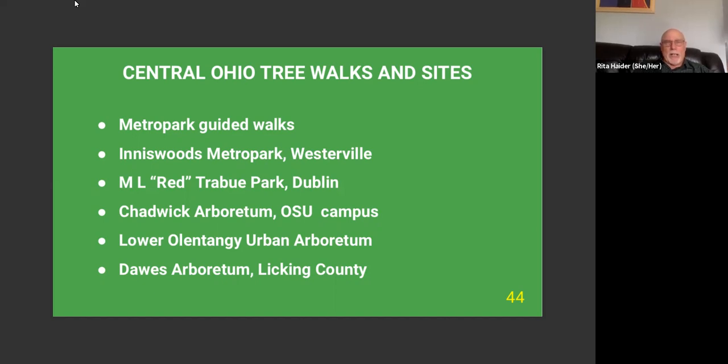It's a very nice walk. Just be careful which street you park on. Some of them are permit parking. I found I could park on Tibbet without any problem. Dawes Arboretum, the biggest arboretum in this area that I'm aware of, and that's in Licking County. Really nice.